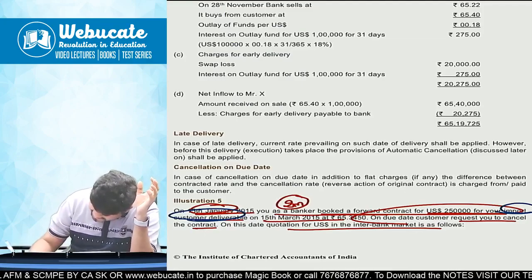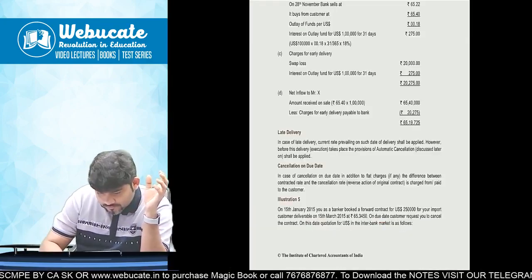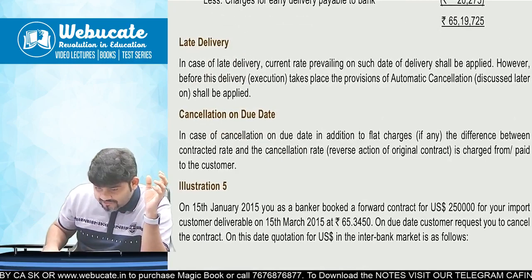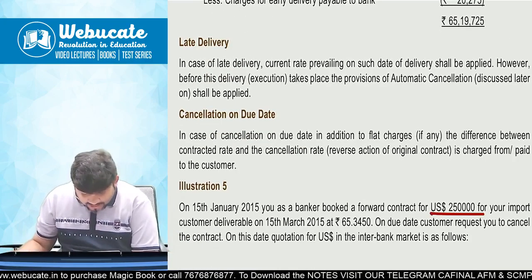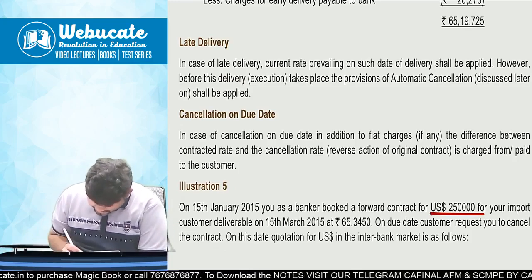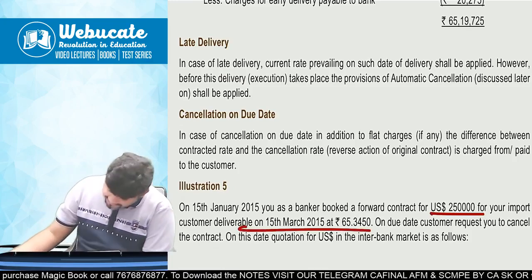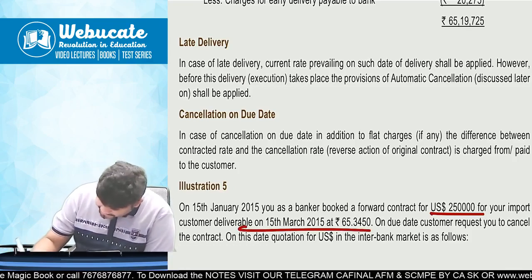On 15th of January, you as a banker booked a forward contract for US dollar 2,50,000 for your import customer, deliverable on 15th March, at 65.3450. Hold on.